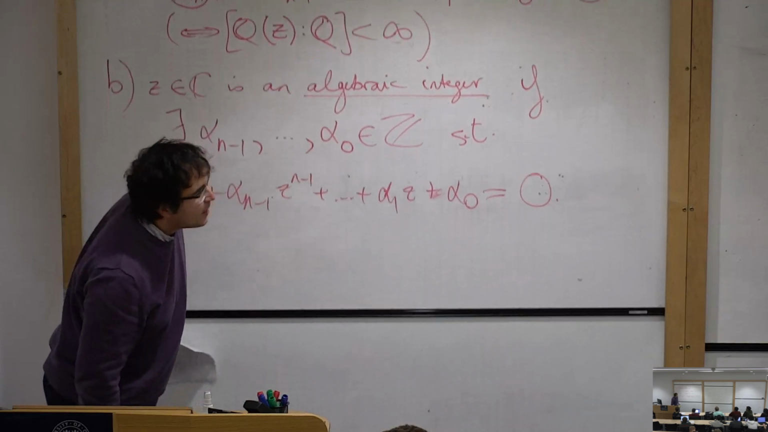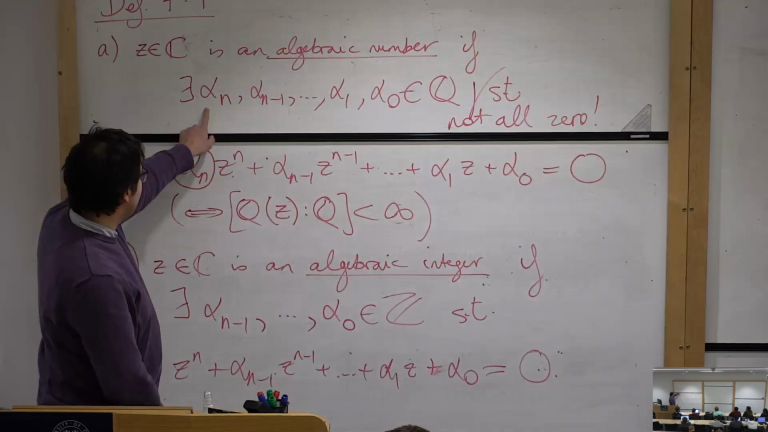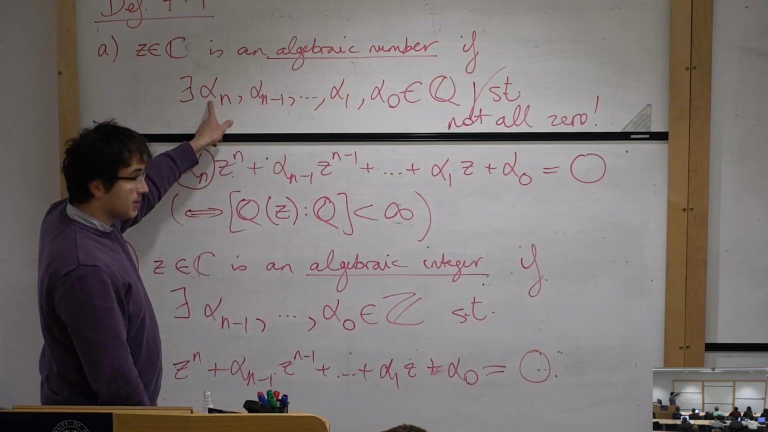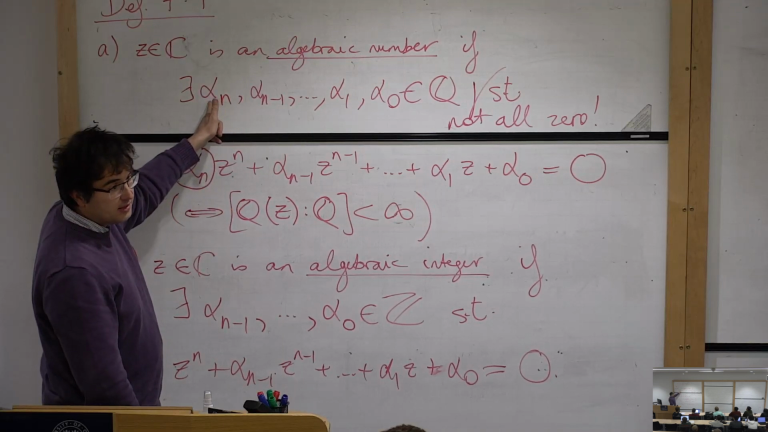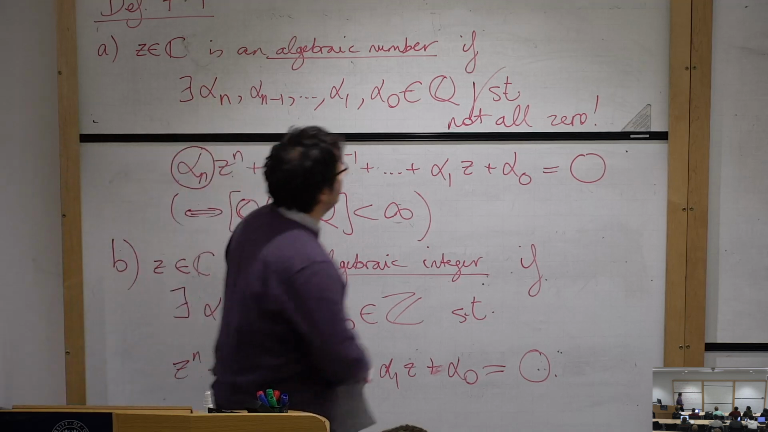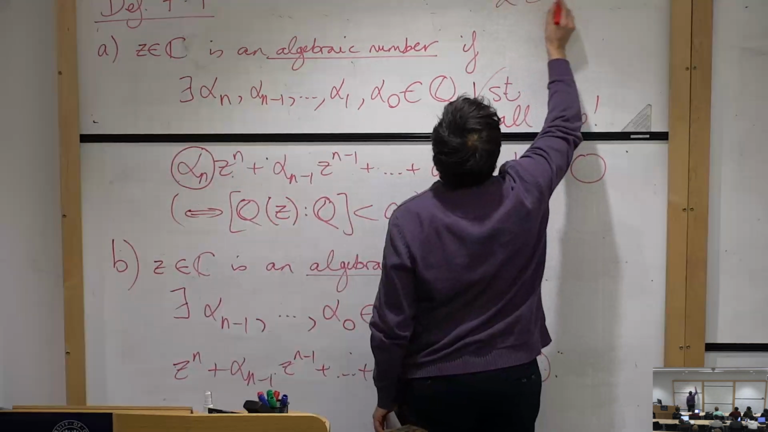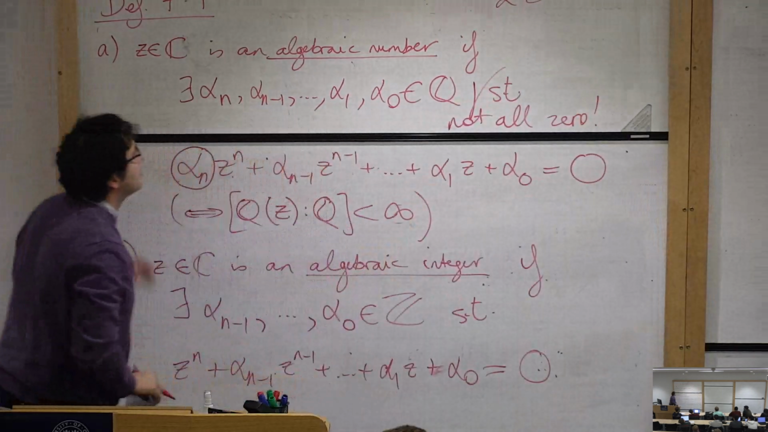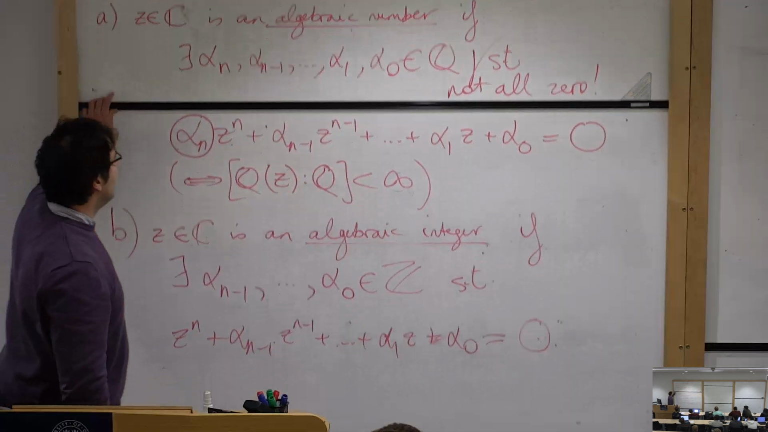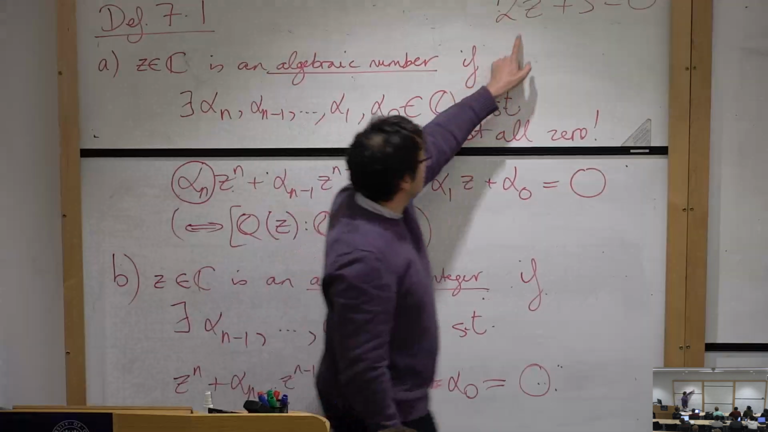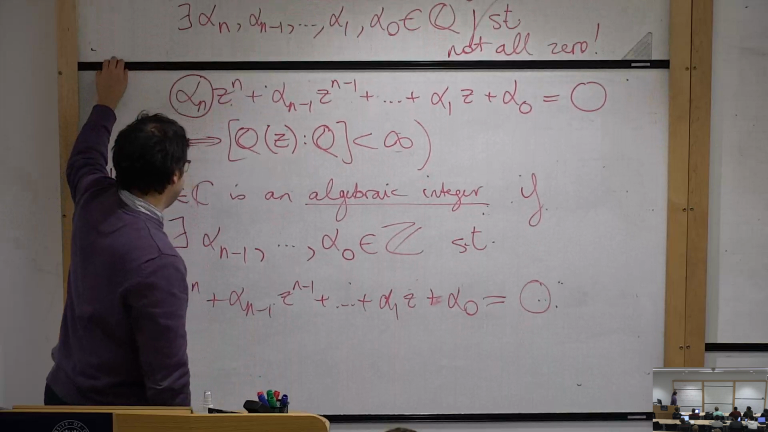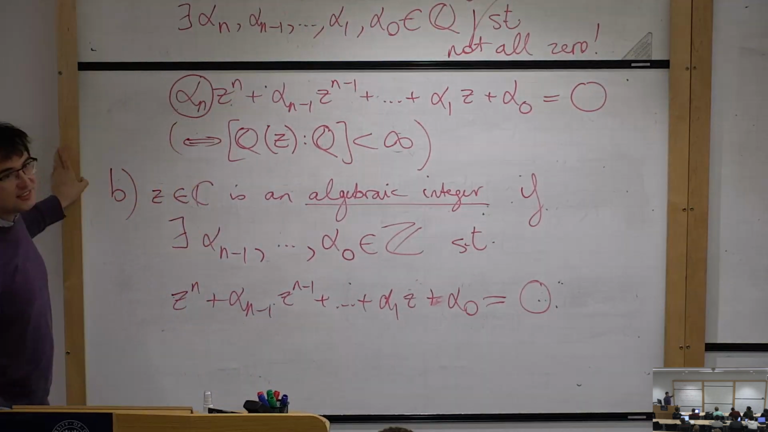That's fine. The other comment here is that if they're not all 0, then you can just clear denominators in this equation. You might as well assume that the alphas are integers. So it could be like, I don't know, 2z plus 3. That's an algebraic equation. z equals minus 3 halves. It's a rational number. That's okay. But this is not an algebraic integer. Okay. Any questions on the definition?